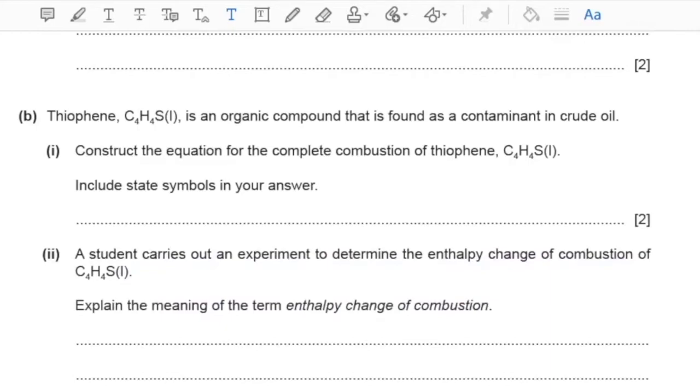Part B. Thiophene is an organic compound that is found as a contaminant in crude oil. Part 1. Construct the equation for the complete combustion of thiophene. Include state symbols in your answer.